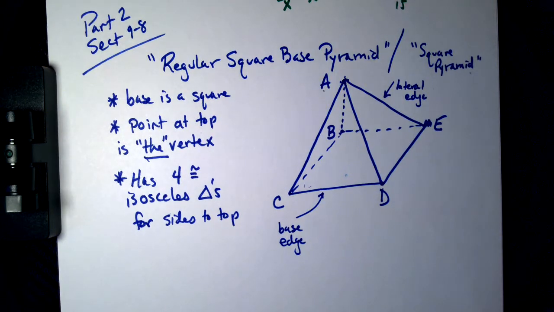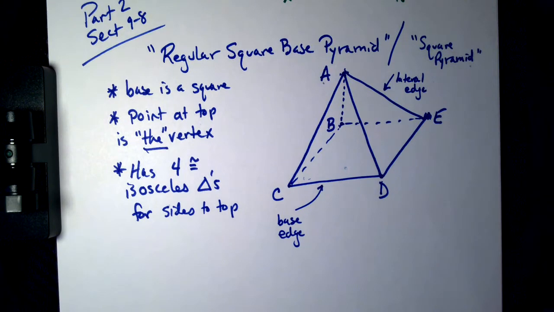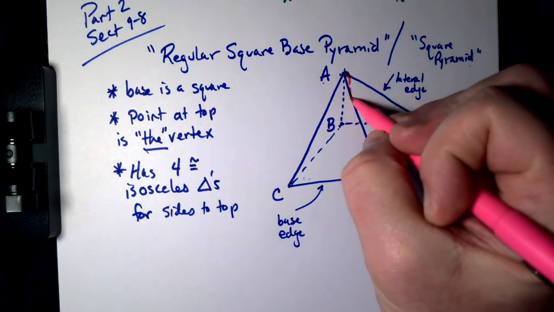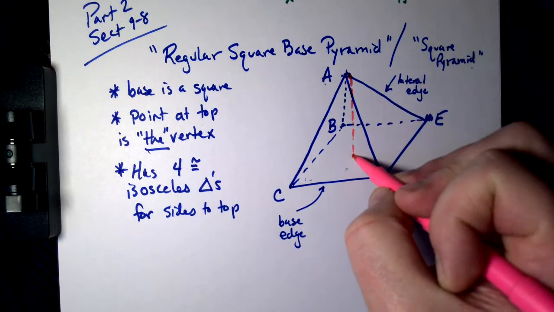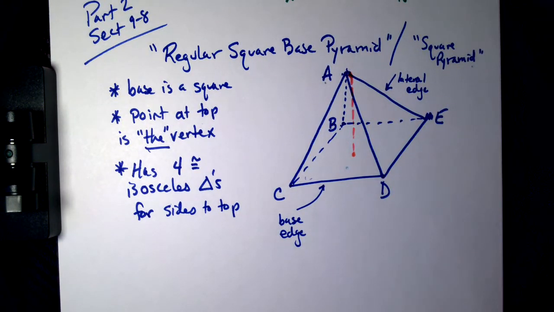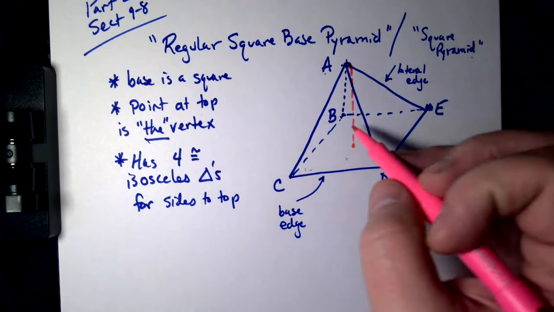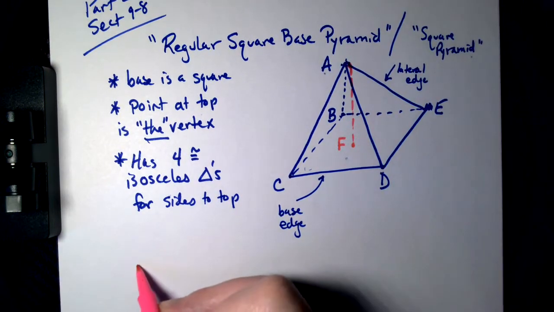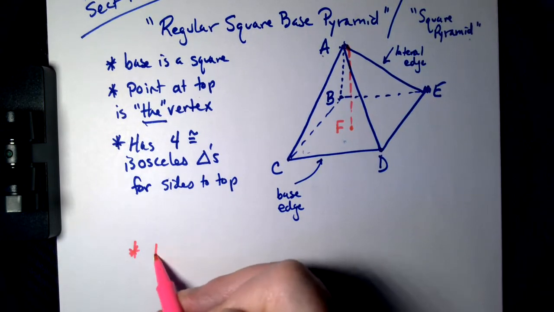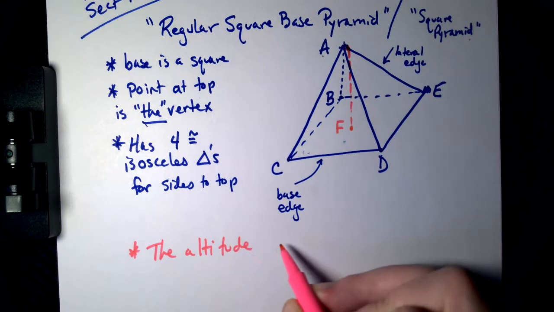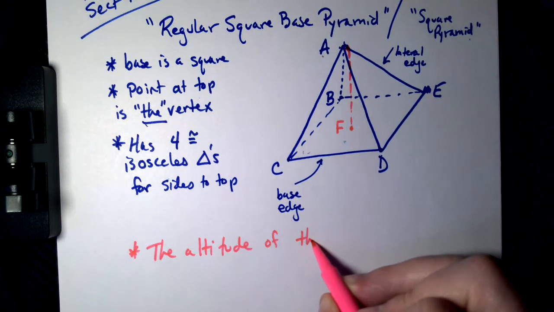All right, now, there's 2 things that we need to find, and then we use Pythagorean theorem to get each one of them. There's something called an altitude that goes at the top, and it comes straight down to the middle of the square. And mine's a little off because my diagram's a little bit off. A, B, C, D, E, we'll call this F. So the altitude of the pyramid.